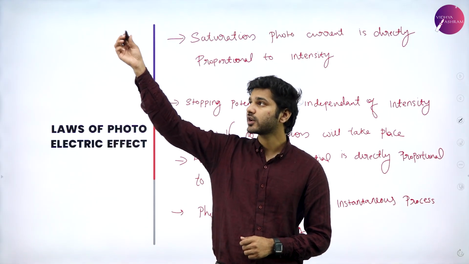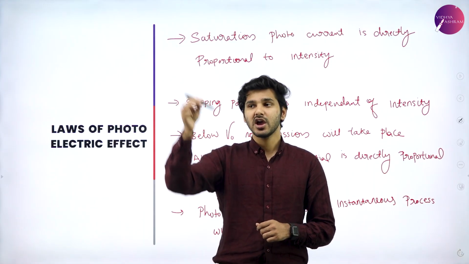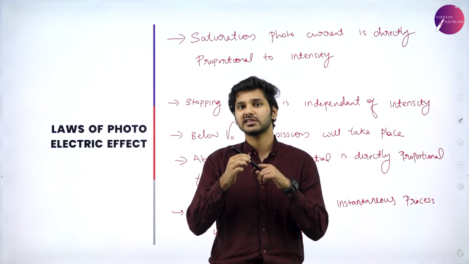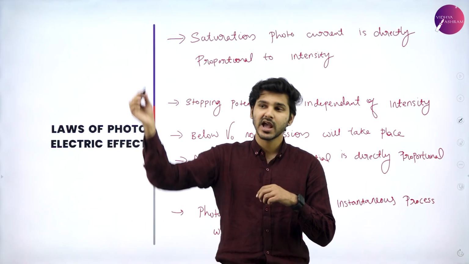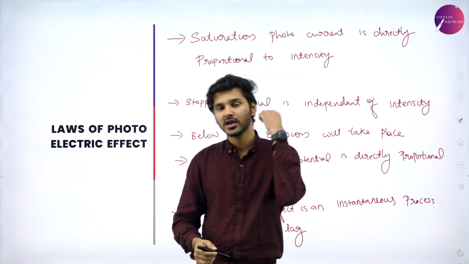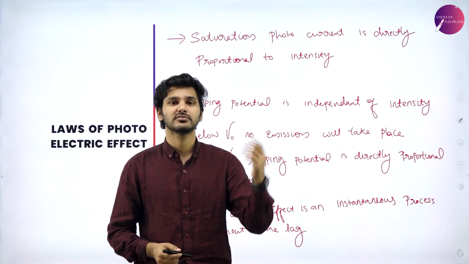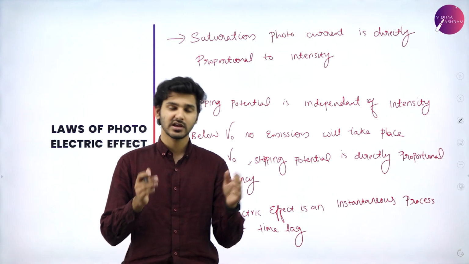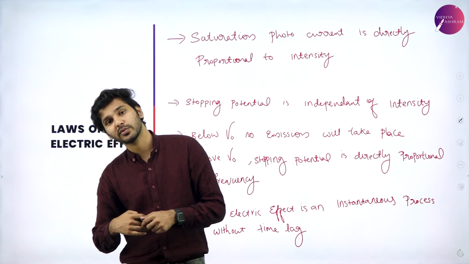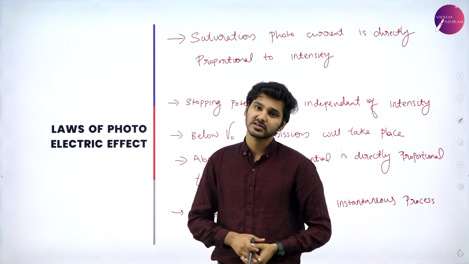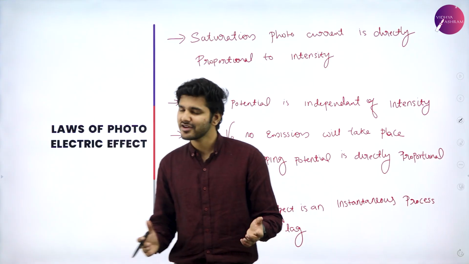And finally, the photoelectric effect is an instantaneous process without any time delay or time lag. That is, it is not like one ray of light hits and after, let's say, 3 or 4 microseconds one electron is ejected. It is not like that. As soon as the ray of light hits, instantly the electron is emitted. So it is without any time lag. This is the conclusion of the experiments, and this is also known as the laws of photoelectric effect.